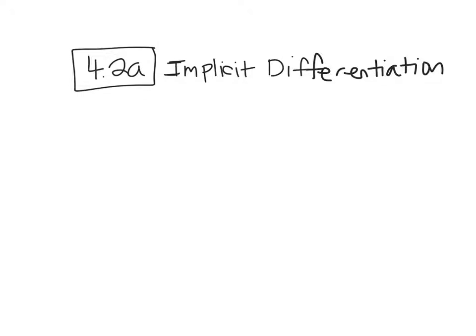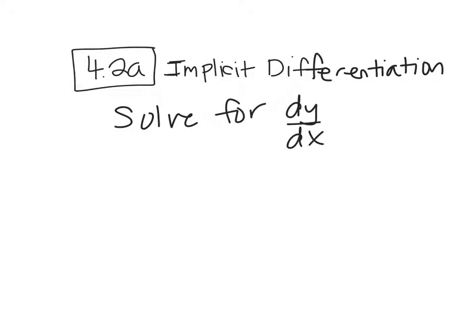Now, to do implicit differentiation, we are going to solve for dy/dx. We're still taking the derivative, but we're going to be taking the derivative of y now. Every time we've taken the derivative of y, it's y prime, or dy/dx. But we've never had y squared or cubed, and how do you do that?